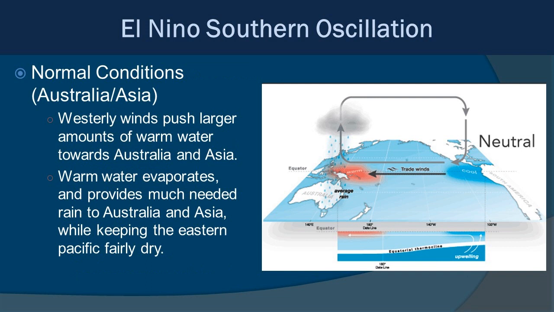Now, also under these normal conditions, we have westerly winds that push a large amount of the warm water towards Australia and Asia. As warm water evaporates, it provides a lot of needed rain to Australia and Asia, while on the other hand, keeping the eastern Pacific relatively dry.